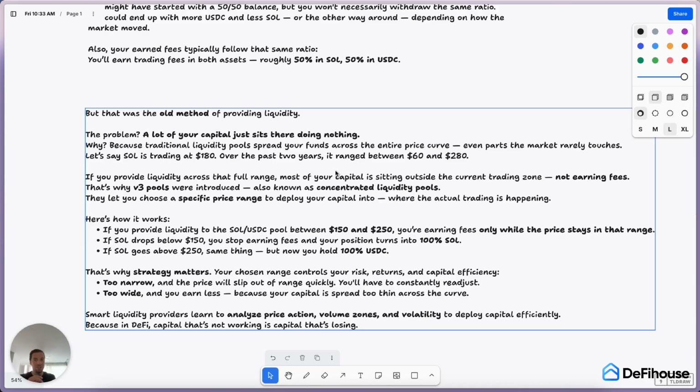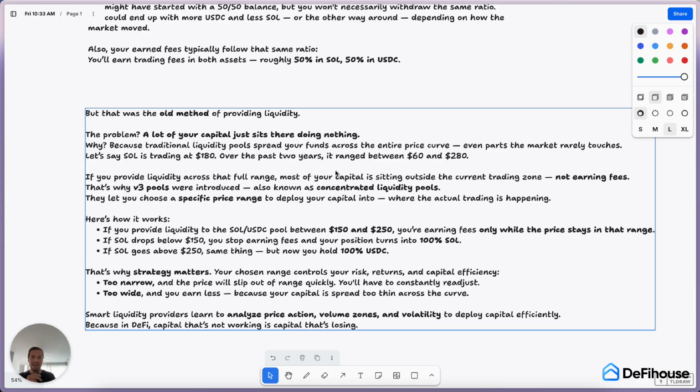So that's why the strategy really matters here. Your chosen range controls your risk, returns, and capital efficiency. If you make the range too narrow, yes, you will earn a lot more fees, but the price will slip out of the range very quickly. And you will have to constantly readjust because you cannot simply modify the range. If you went out of range, in most decentralized exchanges, you have to fully close the position, take the assets back to your wallet, and recreate a new one.